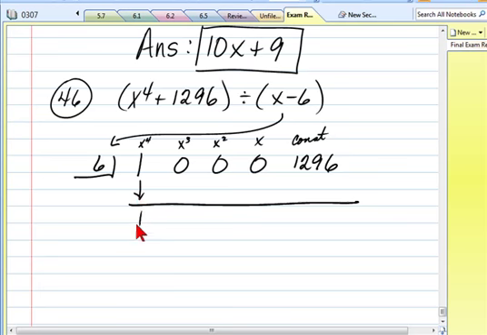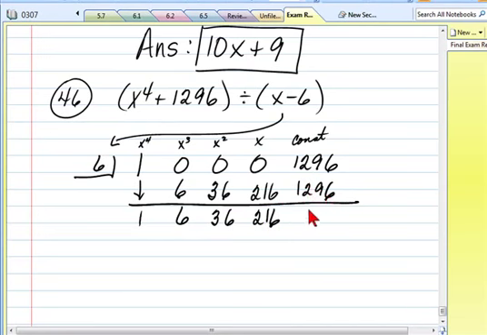Bring down the 1. 1 times 6 is 6. Add 0 and 6 for 6. 6 times 6 is 36. Add for 36. 36 times 6 is a big number. It is 216. Add for 216. 216 times 6 is 1296. And that gives us 2592.